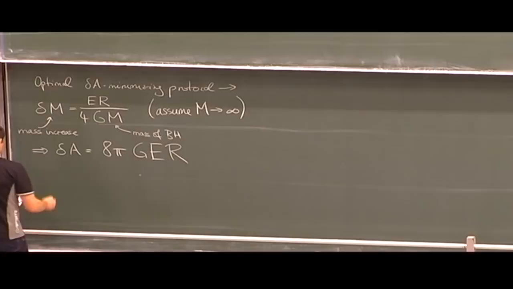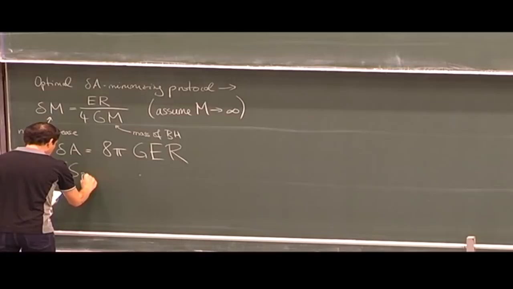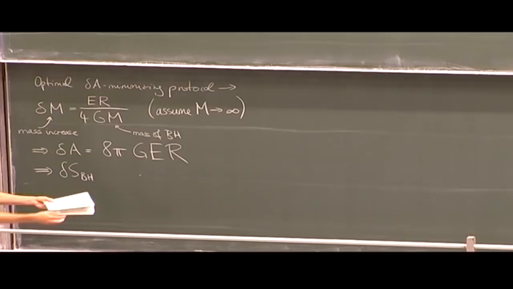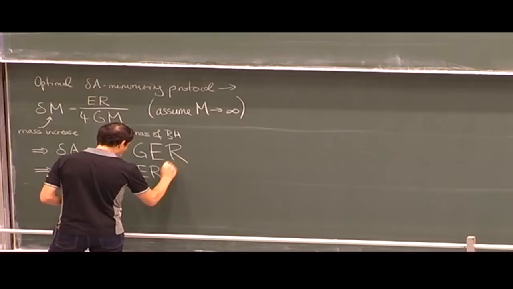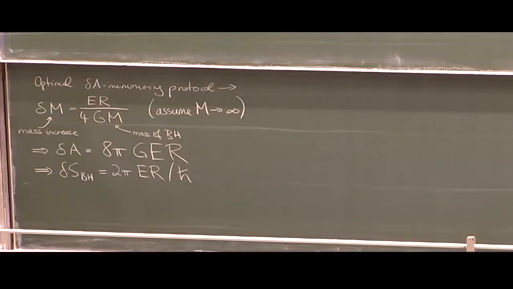So now all I need to do is divide this by 4 G h-bar to get the minimal increase in black hole entropy that I really can't avoid. And what we find is 2π E R over h-bar. This step you can follow in your head. So all we're left with now is h-bar, no more Newton's constant.